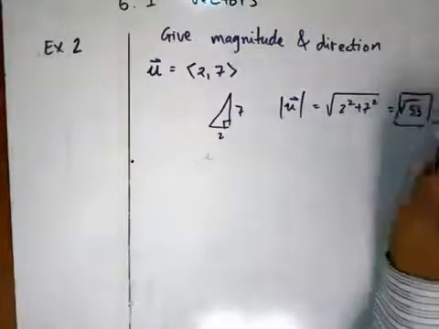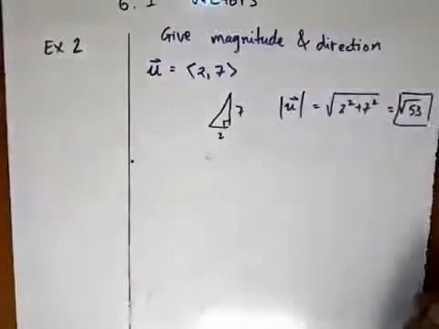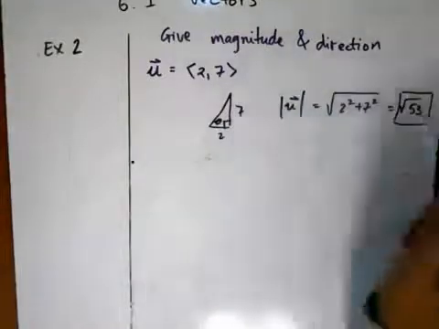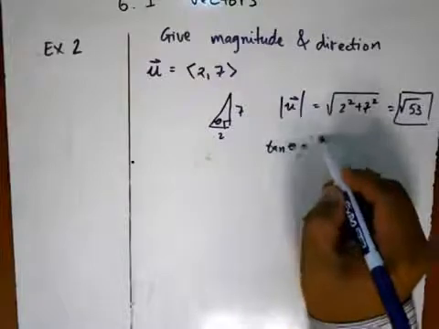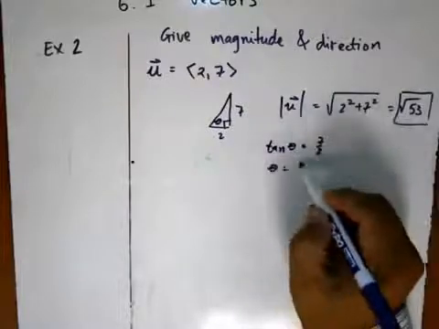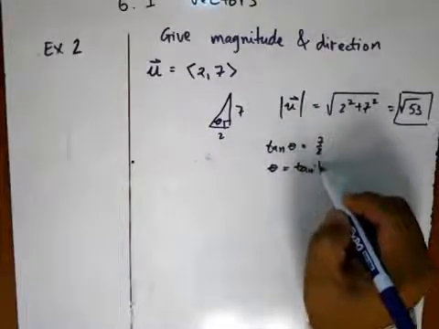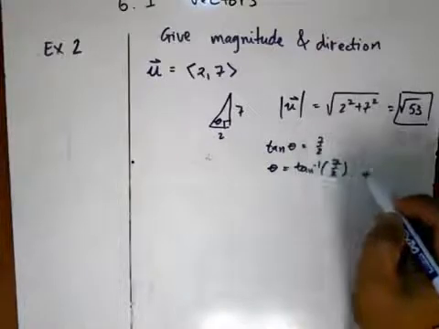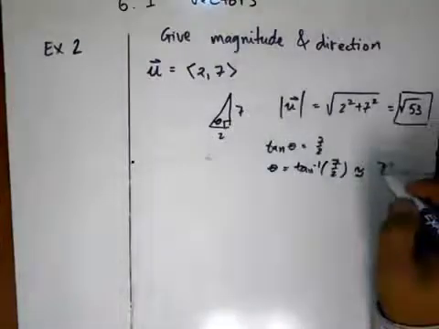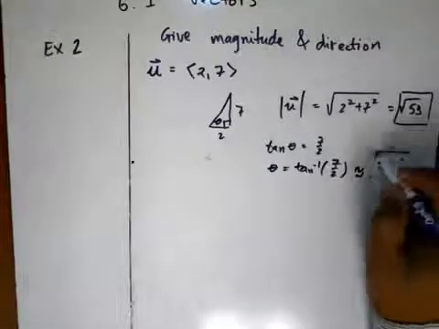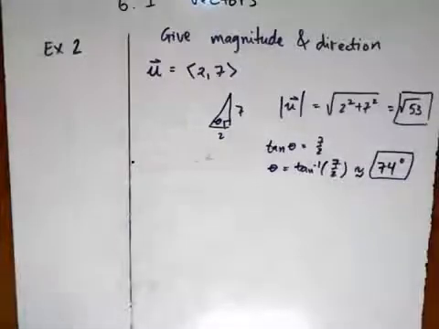Okay, we can also round that if we're required to, but for right now I'm going to leave that alone. And then theta is this angle there, so tangent of theta is equal to 7/2. Theta is equal to inverse tangent of 7/2, and that is going to be approximately 74 degrees. So nothing too crazy or complicated there.